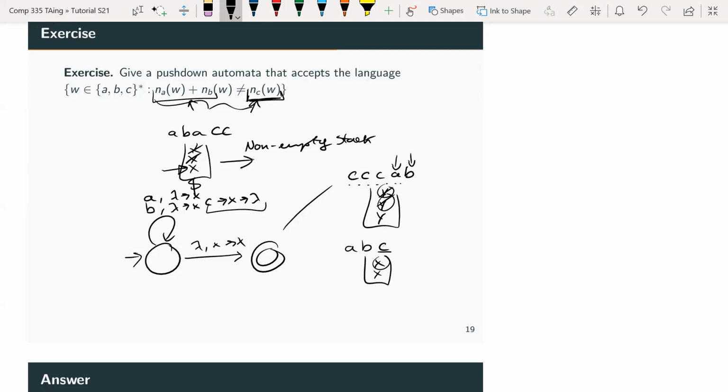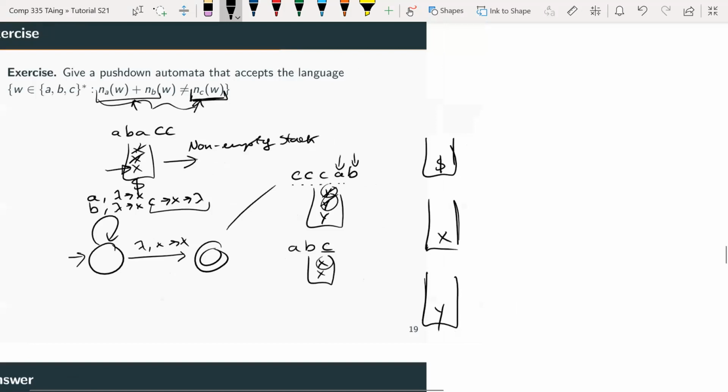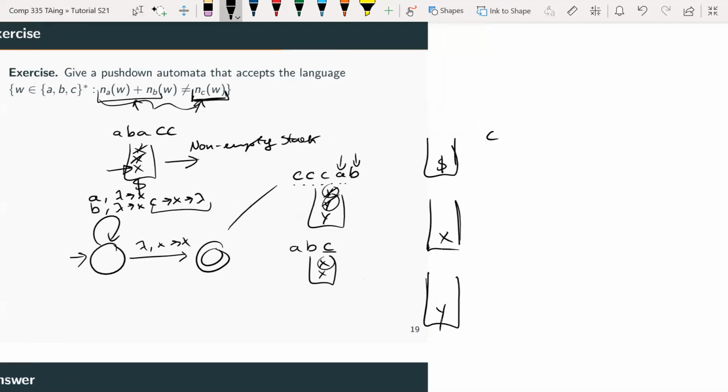And let's say, so now you can kind of think that there's a bunch of different possibilities, right? So you could have a $ sign at the top of your stack. You could have an X at the top of your stack, or you could have a Y at the top of your stack, okay? If you read a C, then what you're going to do is you're going to push a Y, let's say, okay? Because you want to differentiate the Y's that you're reading from the A's and B's that you're reading. So for C's, you're going to push a Y, but for A's and B's, you're going to push an X, let's say, okay?